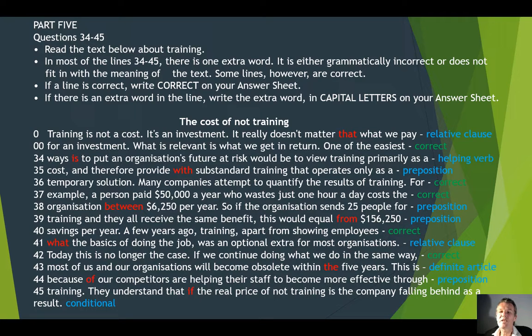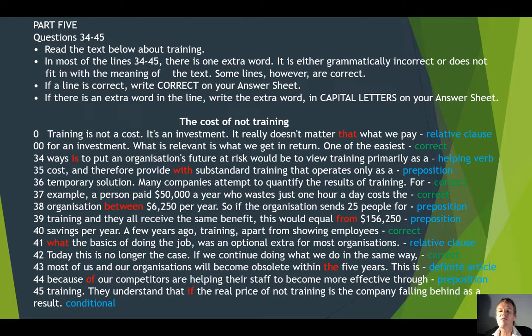38 is a preposition again. Now, when we use the preposition between, and they do this a lot in the exam with between, there has to be two agents. So if I said between $6,250 and $7,000 per year, then it would be correct. But we only have one agent here, 6,250. So between does not work.